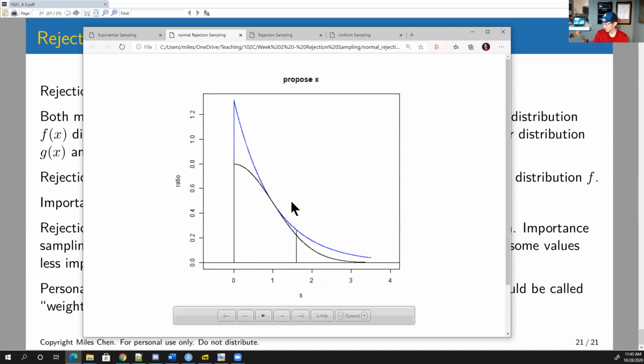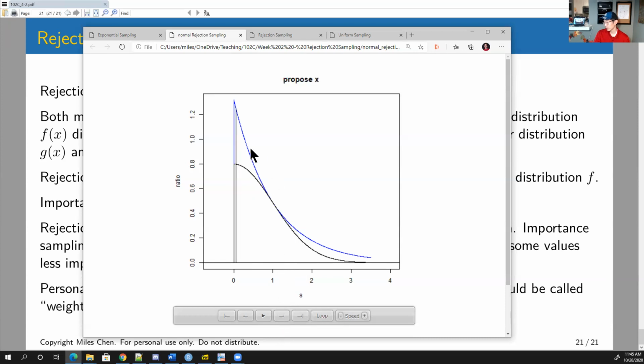Okay, we propose another value. We propose, say, 1.8, 1.7. And we're going to generate a u between 0 and 1. The u ends up being like 0.95 or something, almost 100% at the blue line. Blue line would be 100%. So 0.95, so it's above the line, so we reject it.